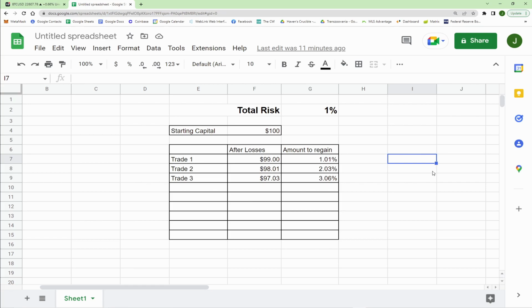But you're going to hear this a lot, right? Don't risk more than 1%. What does that mean? That doesn't mean your position is 1%. That means what you're willing to lose is 1%. And 1% of what? Your entire capital.